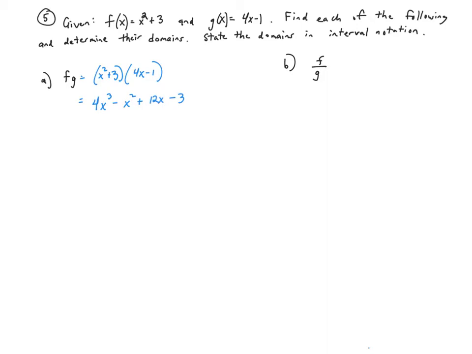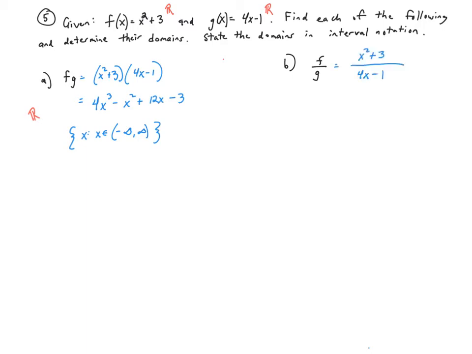The domain of f times g is the intersection of the domains of f and g. So since the domain of f is all real numbers and the domain of g is all real numbers, the domain of f times g is all real numbers. Therefore, our domain is the set of all x such that x is in the interval negative infinity to infinity.